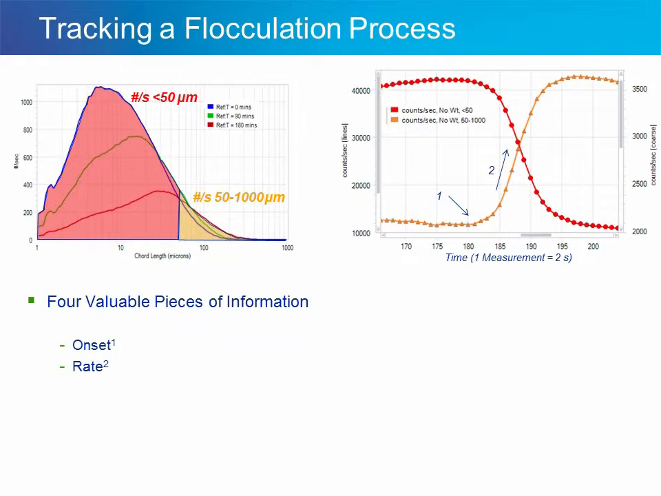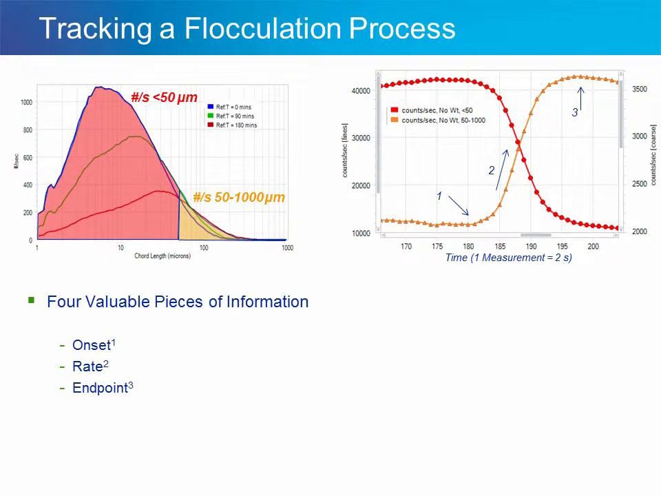The second thing is the rate. So here we can see very clearly the rate of change. How fast is something changing? And the rate of a flocculation process can often be associated with the strength and stability of the flocs formed. So this can be very useful information to acquire also.